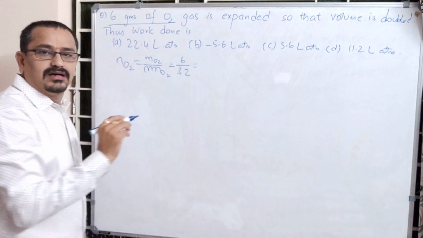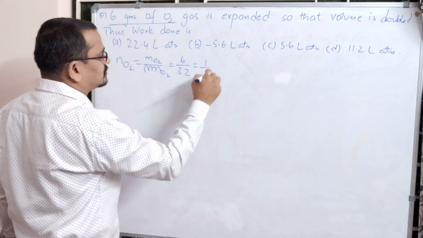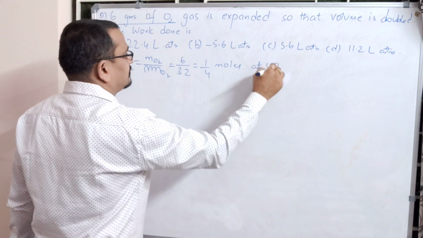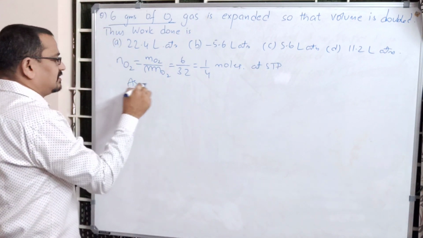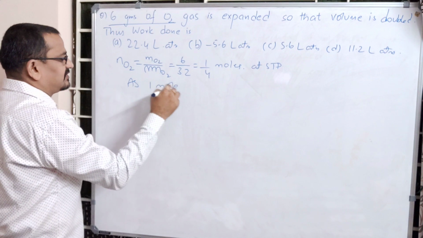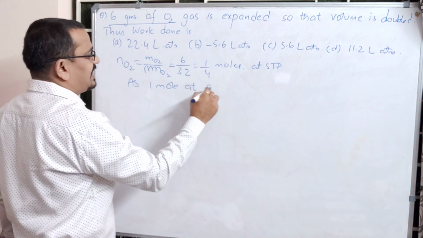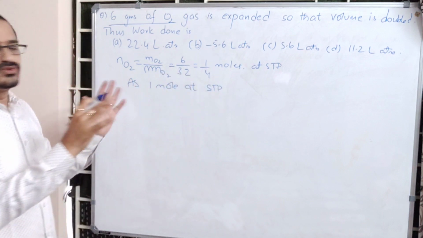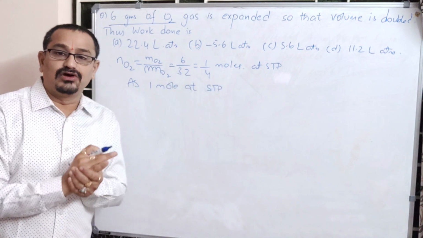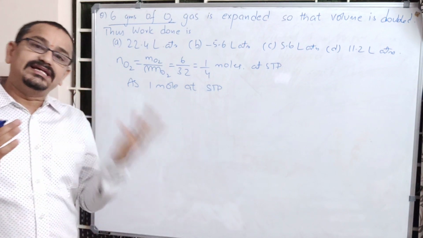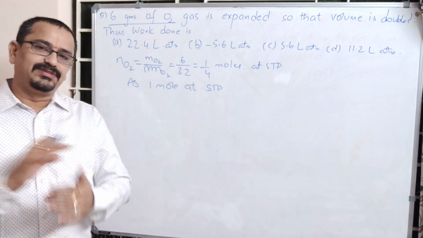It is how many liters? 1 by 4 moles, no? 1 by 4 moles at STP. As 1 mole at STP. See here, in this question, we are dealing with STP volume, right? There are two values to confuse us: old STP conditions and new STP conditions.